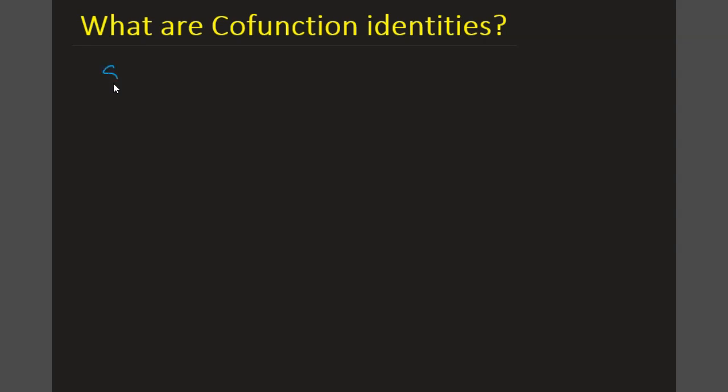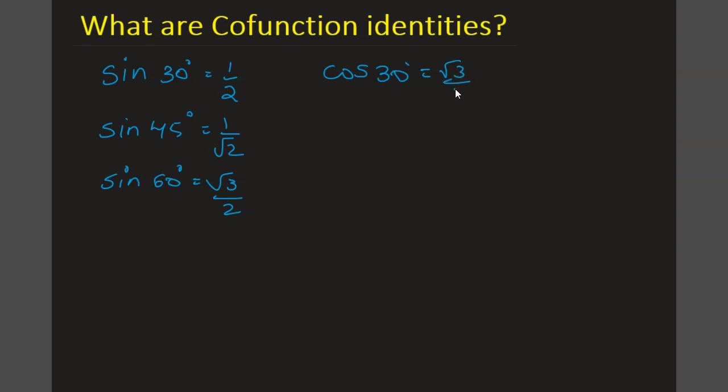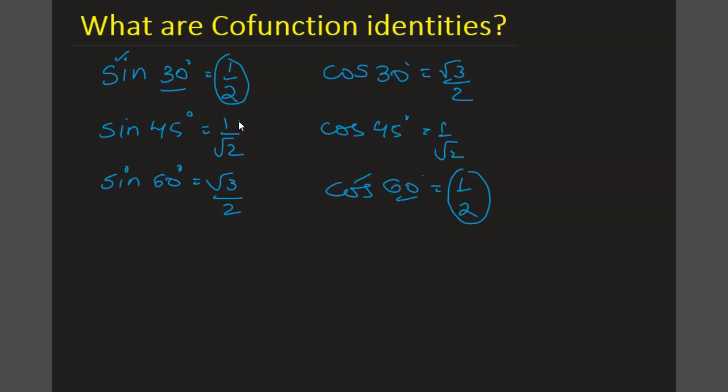Let's understand this. If we see sine 30 is 1 by 2, sine 45 is 1 by root 2, sine 60 is root 3 by 2. We would also notice that cosine 30 is root 3 by 2, cosine 45 is 1 by root 2, and cosine 60 is 1 by 2. So we would always see that similar ratios are seen for sine and cosine when the angles are complements of each other.